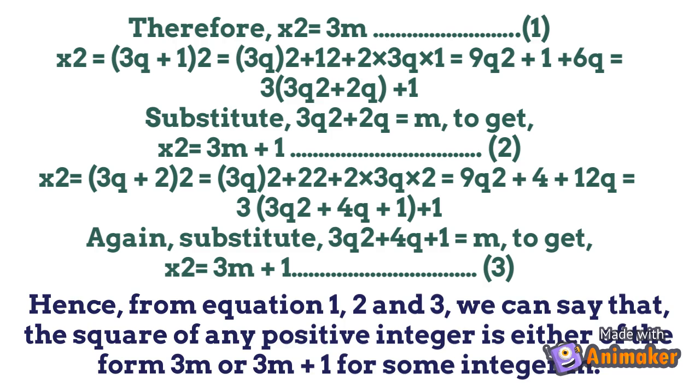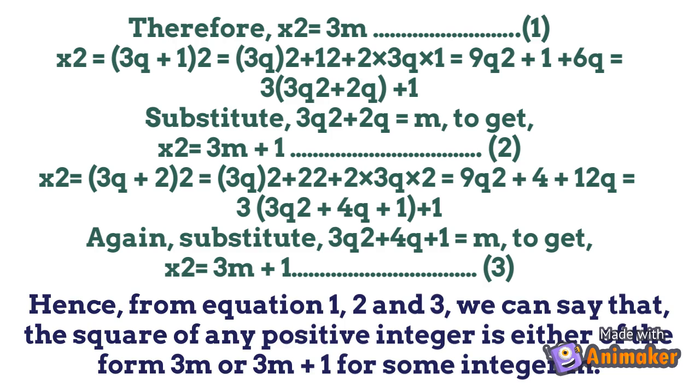Let's solve the second equation, that is 3q plus 1 whole square, and after squaring it, we will get 9q square plus 1 plus 6q. And after taking out the common factor 3 from this equation, we will get 3 times (3q square plus 2q) plus 1. And let's take 3q square plus 2q as m to get the result 3m plus 1, because in place of 3q square plus 2q we will put m to get the result.